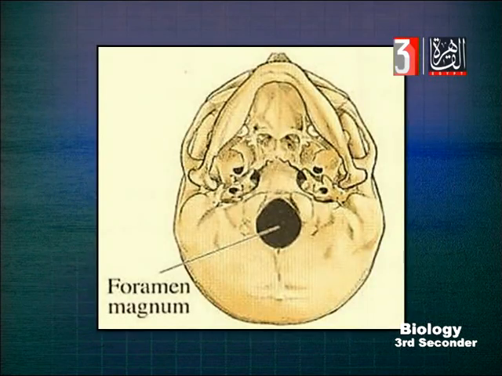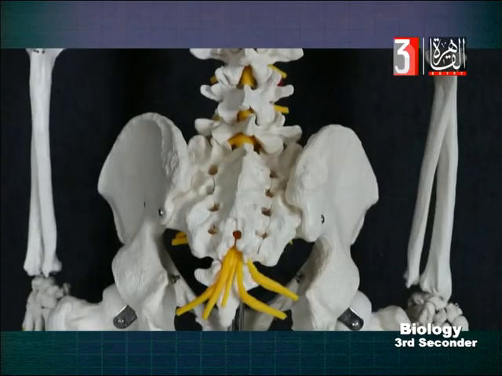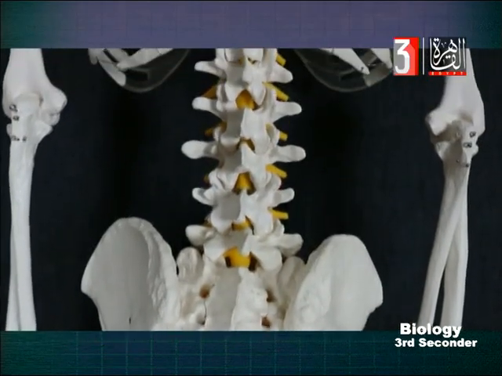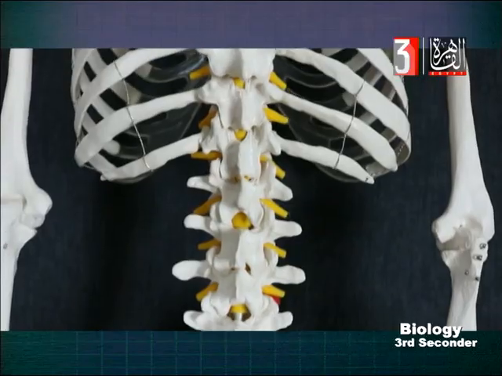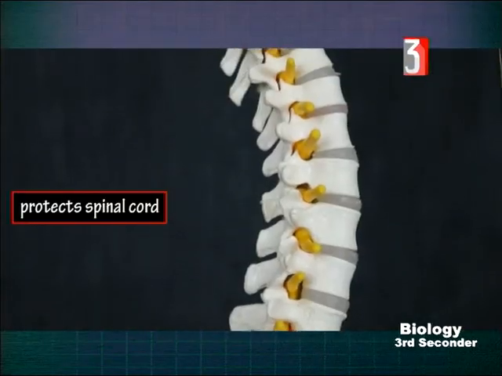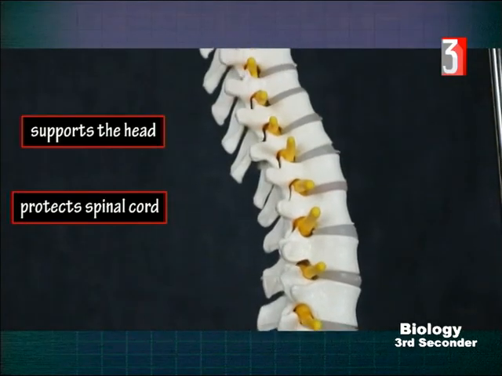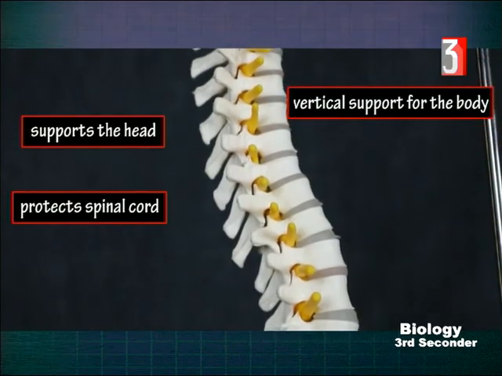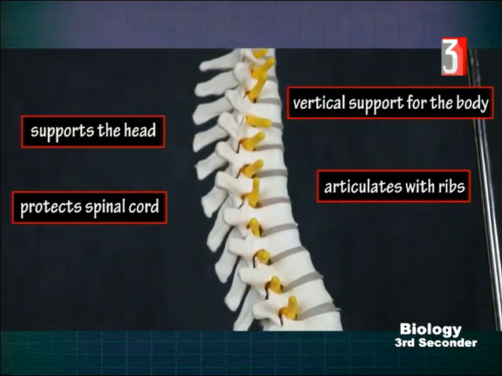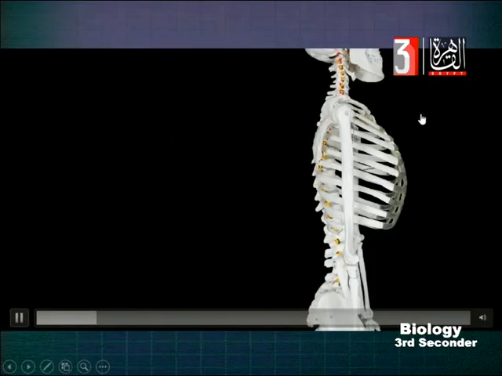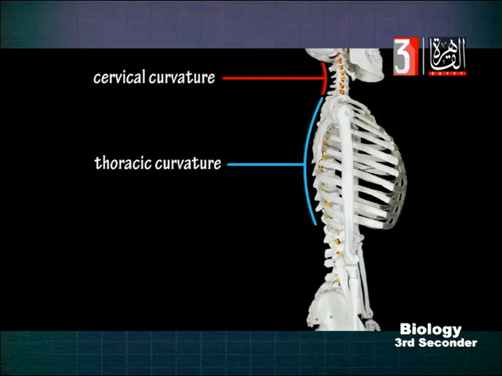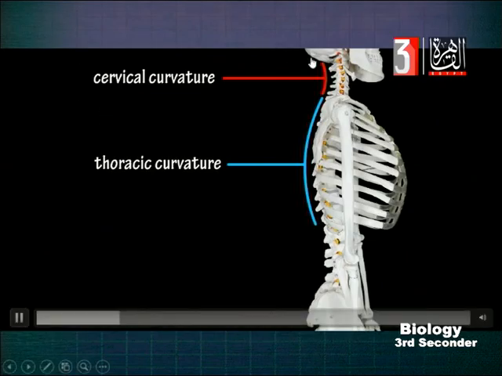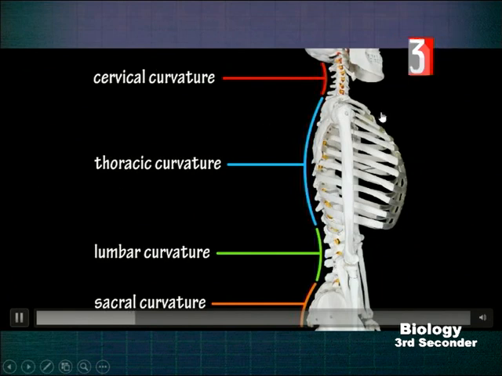Now let's study the structure of the vertebral column. The vertebral column supports the body, protects the spinal cord inside it, and articulates with ribs. The vertebral column is divided into 5 parts, and it has 4 curvatures: cervical curvature, thoracic curvature, lumbar curvature, and sacral curvature.